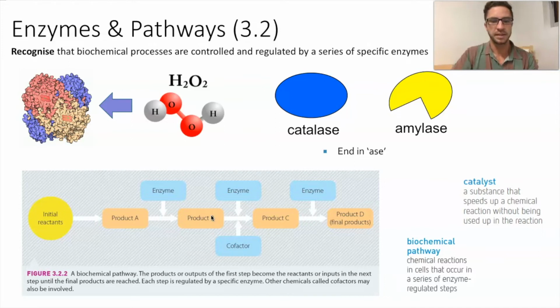So enzymes are used in vital metabolic reactions, and cellular metabolism simply refers to all of the chemical reactions that take place in a living cell to facilitate life. Our learning goal is to recognize that biochemical processes are controlled and regulated by a series of specific enzymes. One example is how hydrogen peroxide is an output of metabolism, but it is broken down by catalase.